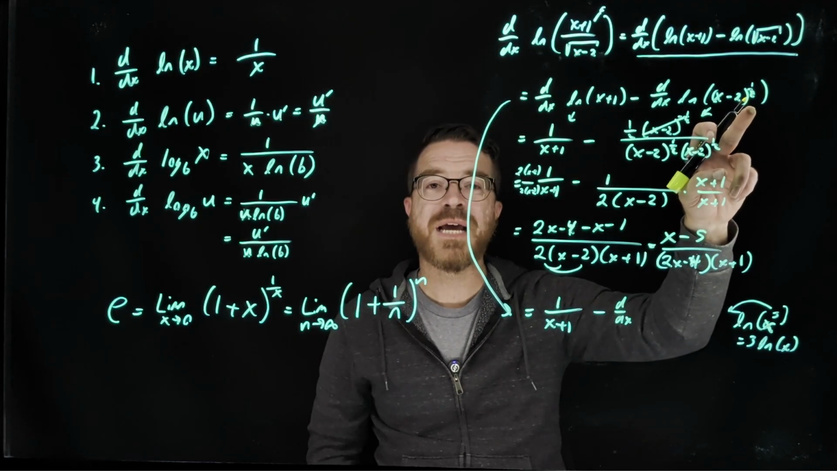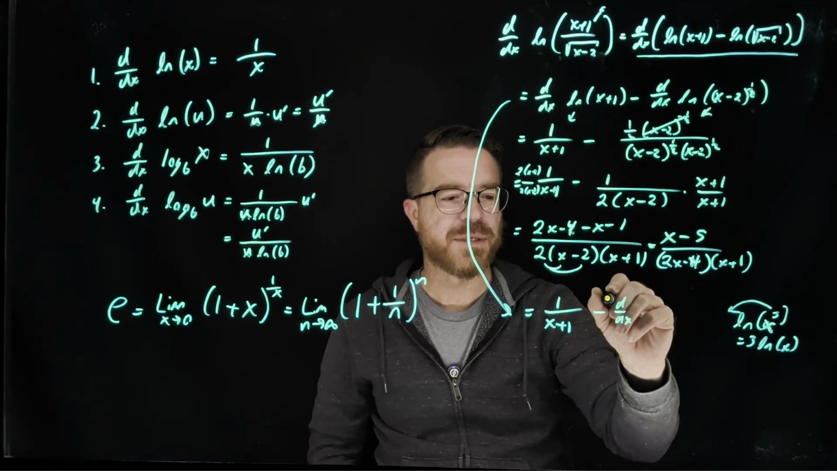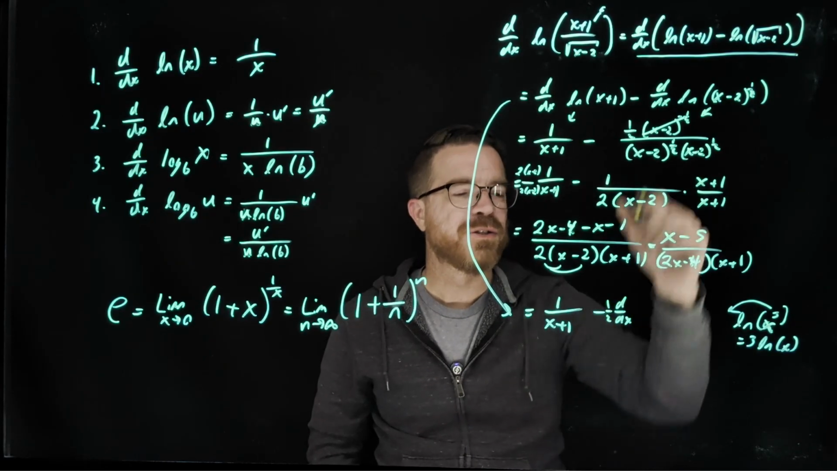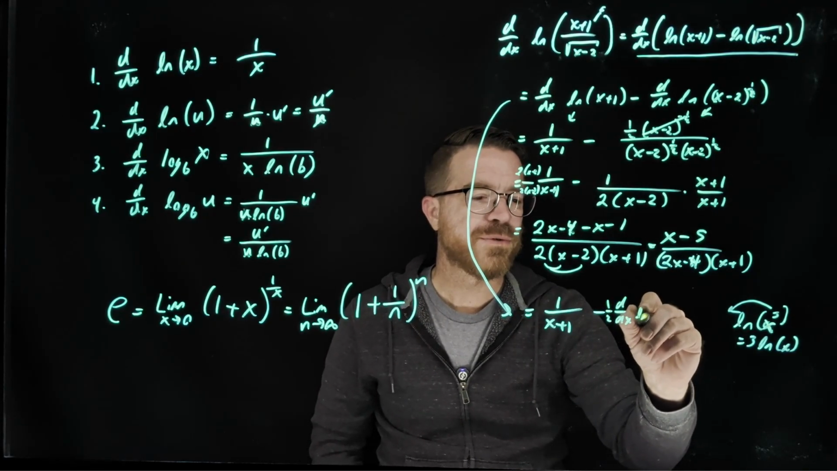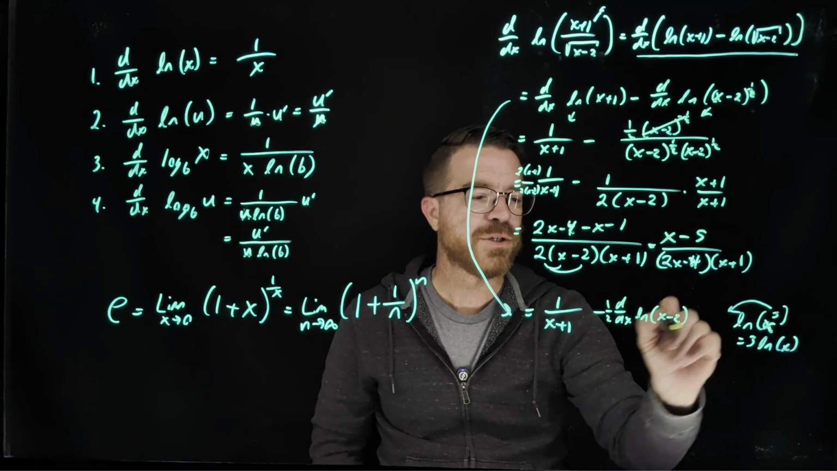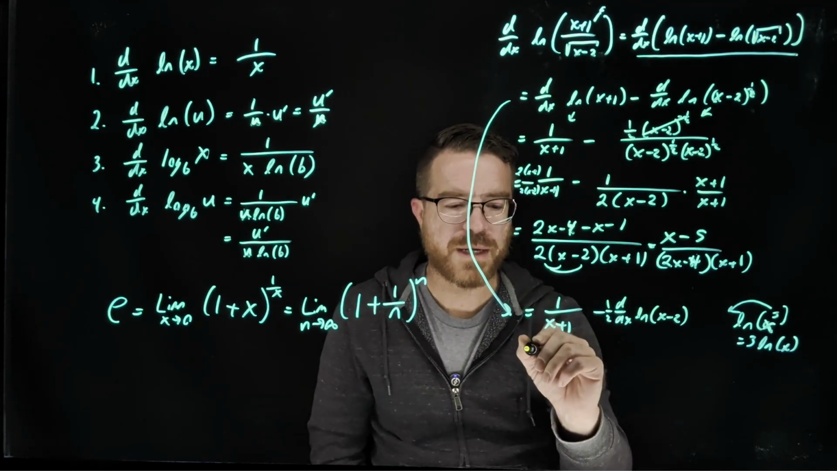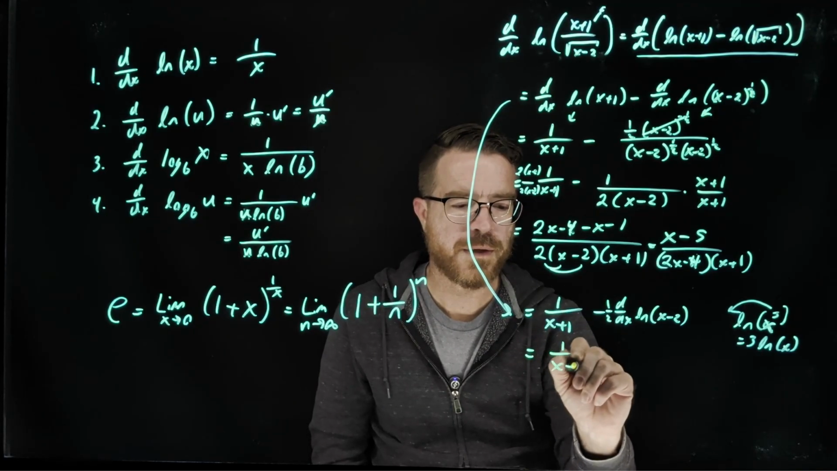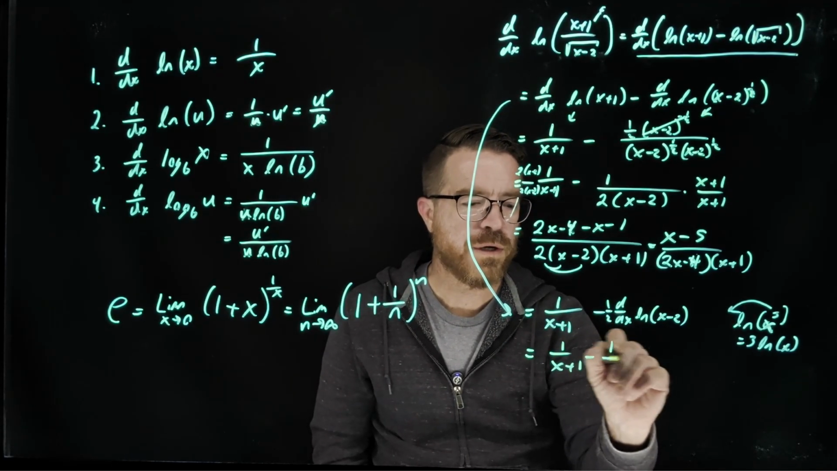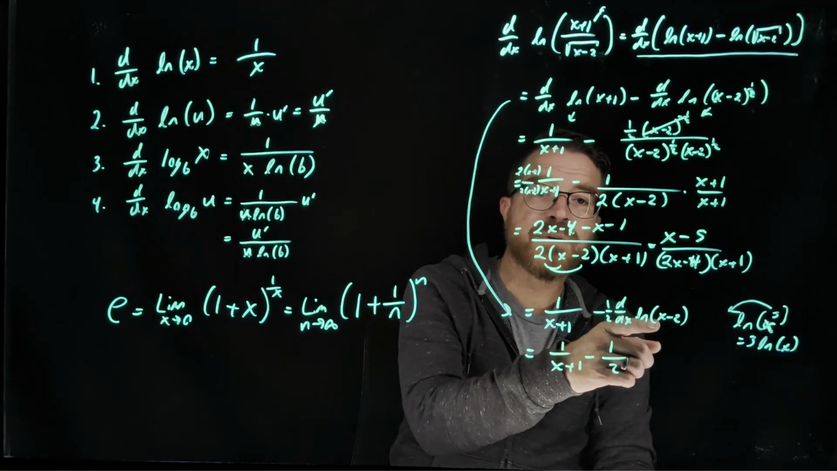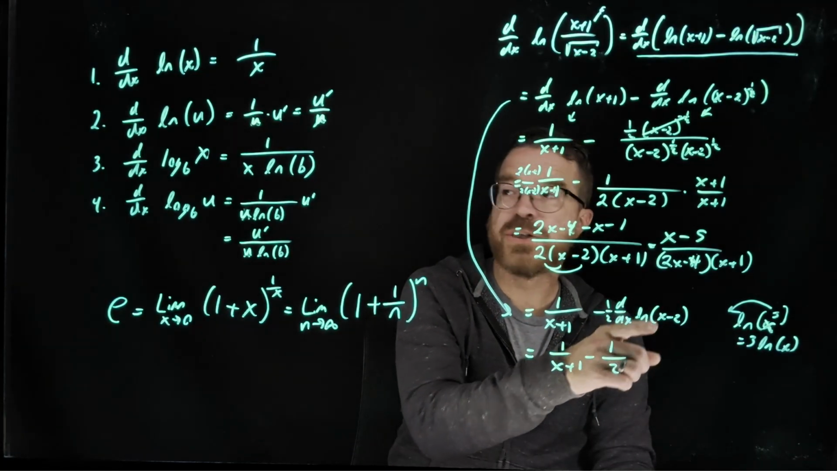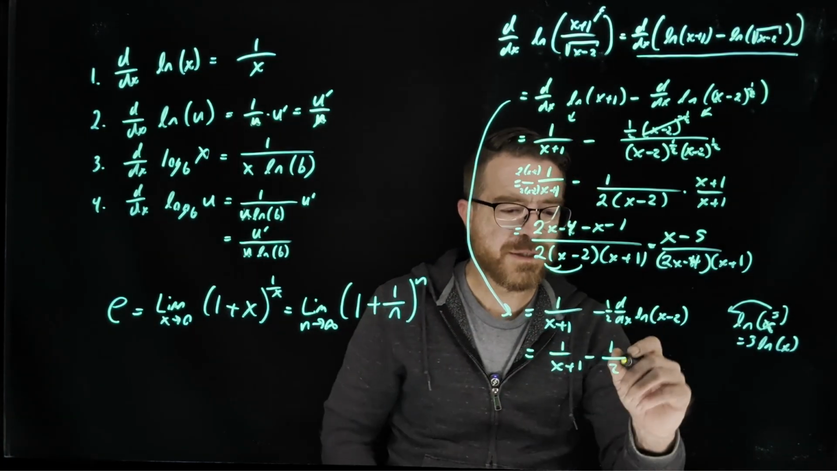So I'm going to pull this 1/2 out. So this would be 1/2 times the derivative of natural log of x minus 2. Now when we do this derivative, this is going to be a lot simpler to do, right? Because of the minus 1 over 2. When I take the derivative of natural log of x minus 2, it's going to be 1 over x minus 2.